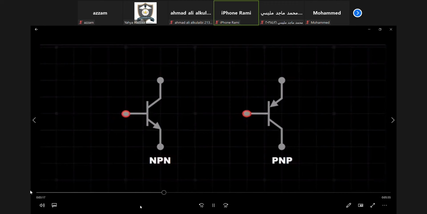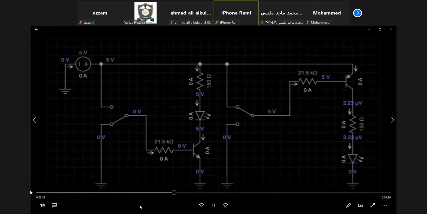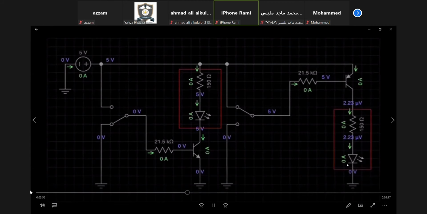To calculate the amount of current required, we need to find the forward current gain of the transistor. This is known as beta and is represented by the Greek symbol. Let's now examine this simple transistor circuit, which contains an NPN and PNP transistor. The transistors are used to power on an LED. We refer to the devices we want to switch on as a load. Notice where the load is placed in respect to each transistor.